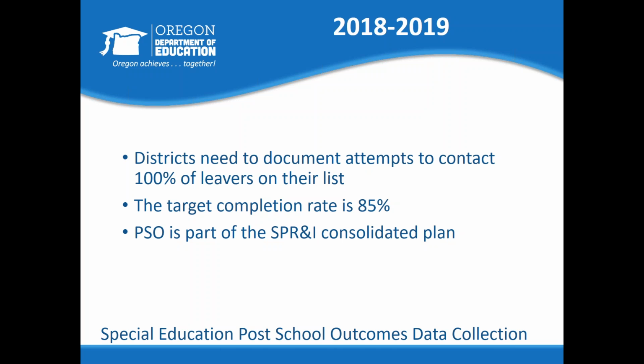So what we found last year is that districts need to document attempts to contact 100% of their leavers on their list. It used to be a sample, it's now a census. So you are contacting everyone that left 1 year after they'd been in the school system. The target completion rate is 85%. So looking at your list of students, we're hoping that you shoot for an 80% respondent rate. And then the PSO, we need to remember, is the first part of the consolidated plan.